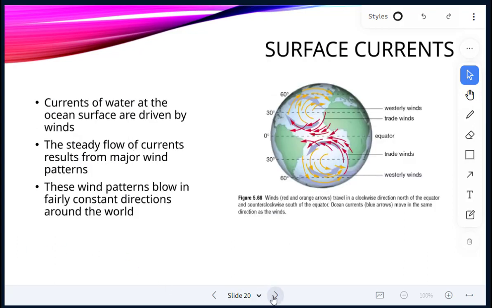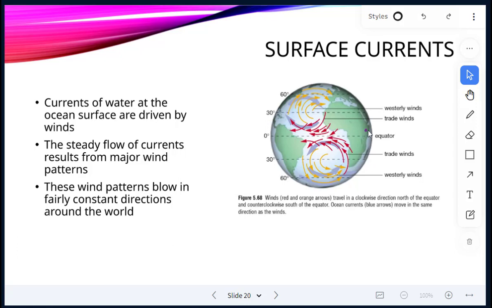Okay, so we'll talk about surface currents. Currents of water at the ocean surface are driven by winds. The steady flow of currents results from major wind patterns. These wind patterns blow in fairly constant directions around the world. So here we're looking at the winds. They're shown by the orange and red arrows.